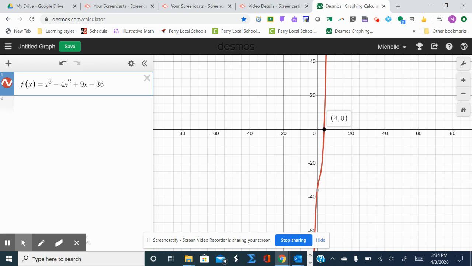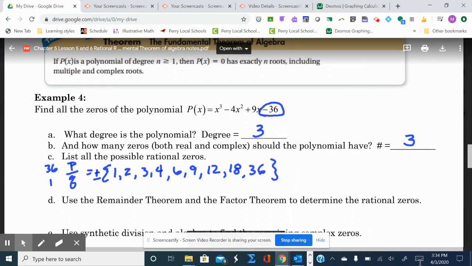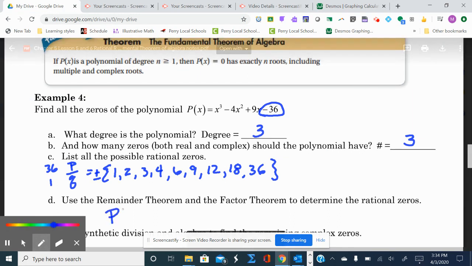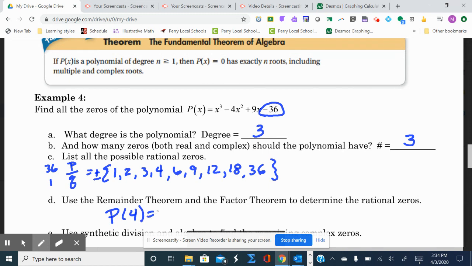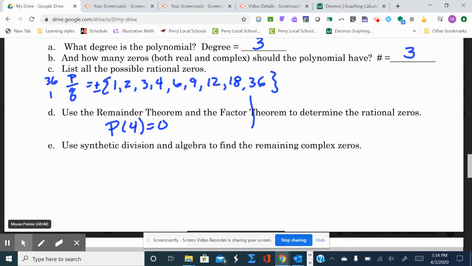So we can come back to our paper and say that p of 4 is equal to 0. So we have 1 root. We're looking for 2 more, but they don't show up on the graph. They don't show up on the graph because they're probably complex. So to do this, we're going to use synthetic division. We're going to use our 0, which is 4, to divide out a linear factor.